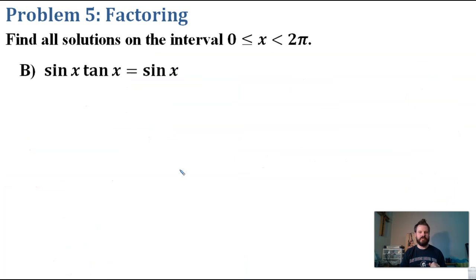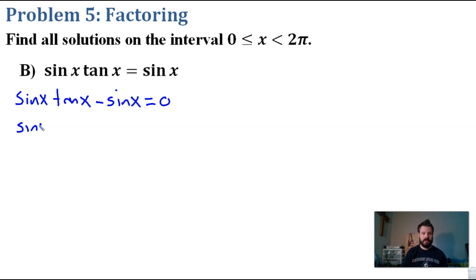All right, part B, another factoring problem, and I know that because there's both a sine and a tangent function in the same equation. So let's get everything on the same side of the equation. I'm going to rewrite this as sine x times tangent x minus sine x equals 0. Okay, I'm going to factor the sine out, which will leave me with sine x times tangent x minus 1 equals 0. Okay, let's set each of these factors equal to 0.